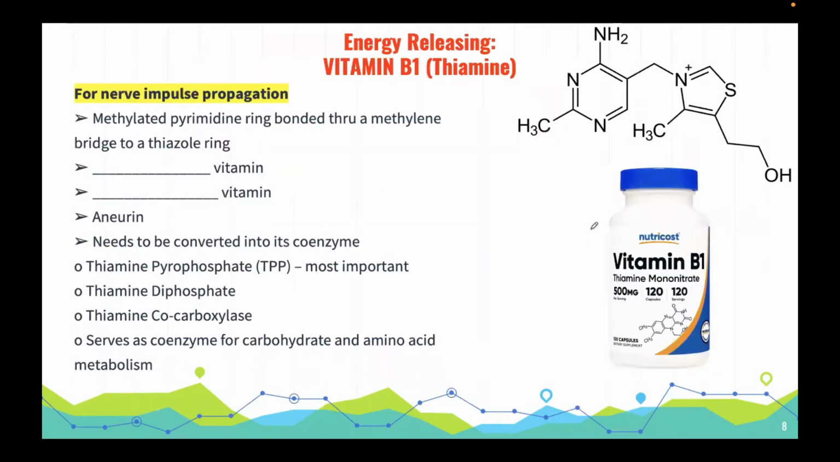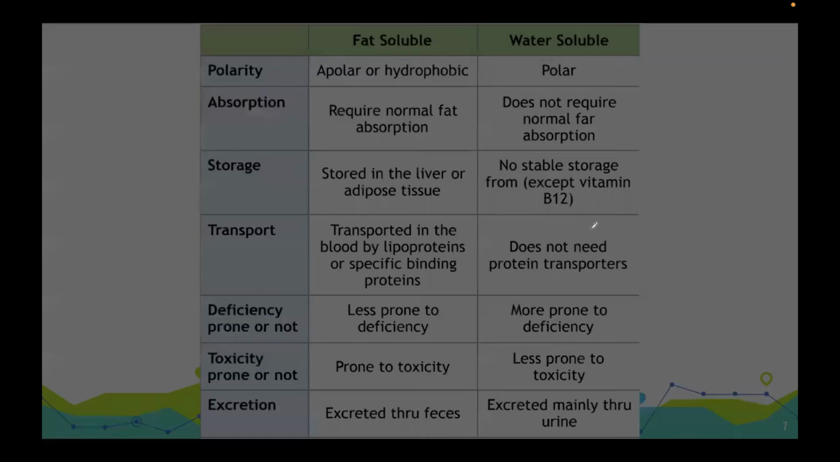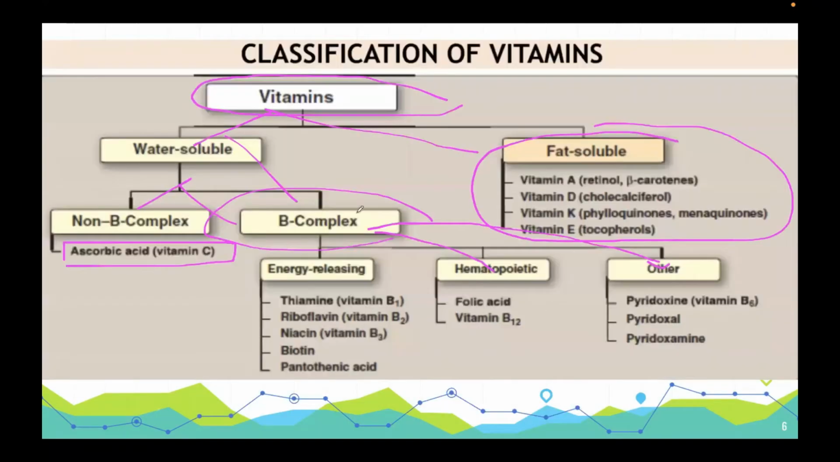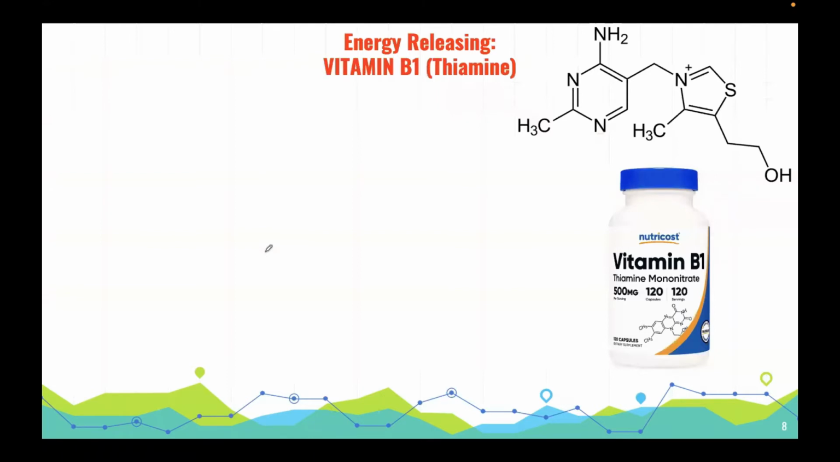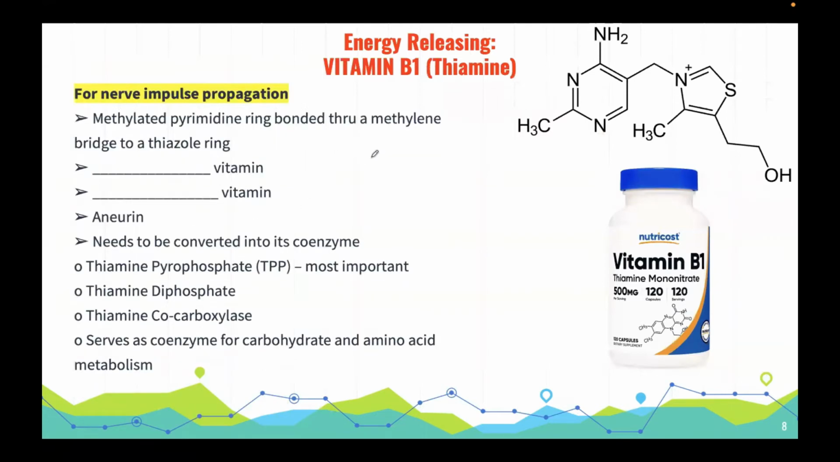So start po muna tayo sa ating discussion ng vitamins. Mag-umpisa tayo sa, balikan natin, vitamins na energy releasing sa B complex natin. So start tayo sa vitamins na water soluble na B complex and then energy releasing muna tayo. So start po tayo sa energy releasing vitamin B1. Pakitandaan si vitamin B1, it is what we call the thiamine. Again, thiamine ang vitamin B1 natin. It is mainly used for the nerve impulse propagation. Again, your vitamin B1 is for the nerve impulse propagation.